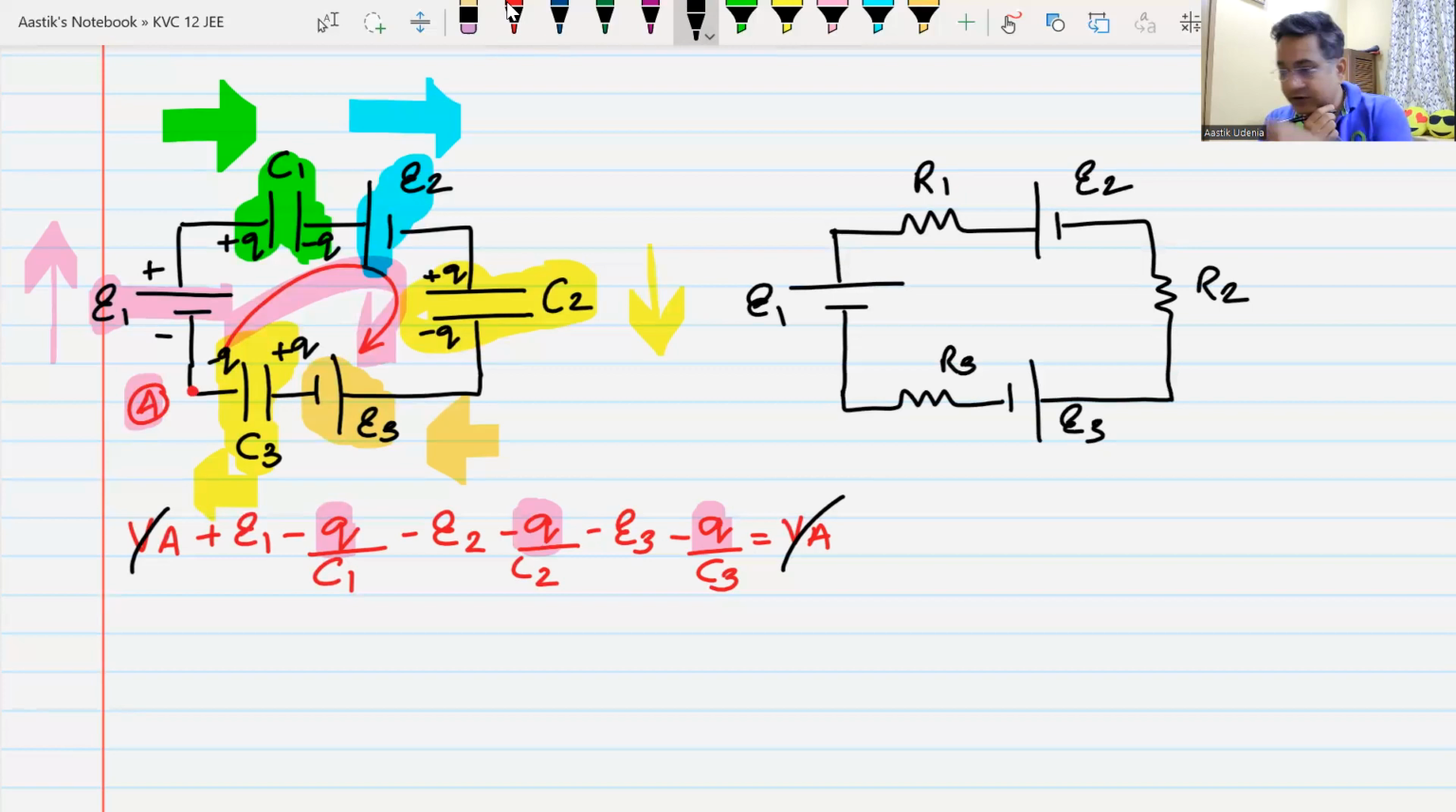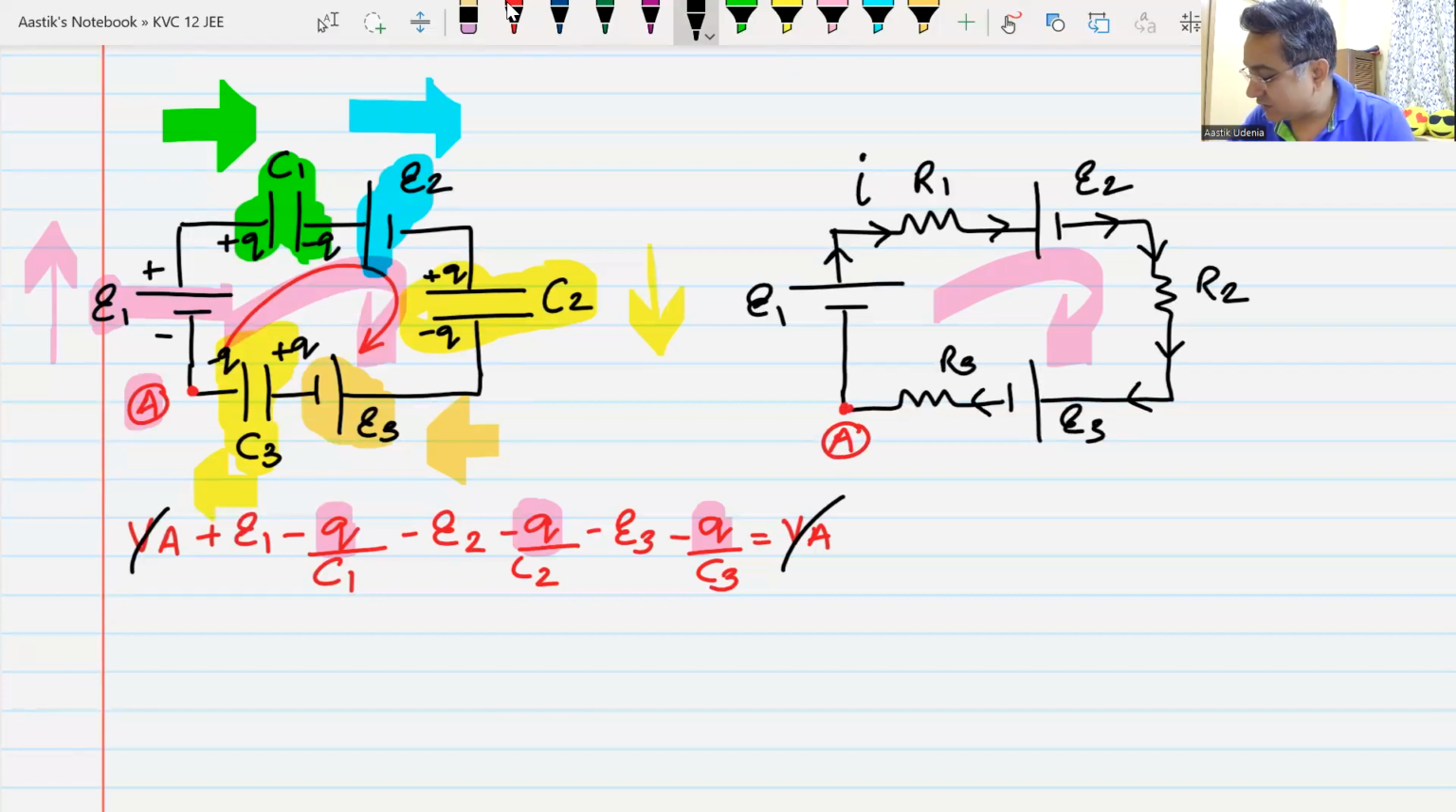Now, if I had to apply the same law here, how will I apply it? I will go around the circuit. There I had assumed charge flowing q. Here I will assume current flowing I. Do we understand this? It doesn't matter what direction I choose, I just choose one direction. If my assumption is correct, it will come positive. If my assumption is wrong, it will come negative. Don't worry about that. Shall we begin this journey of writing the equation for this one?